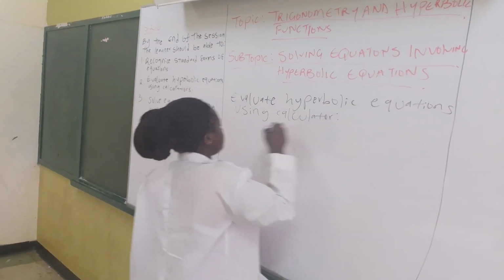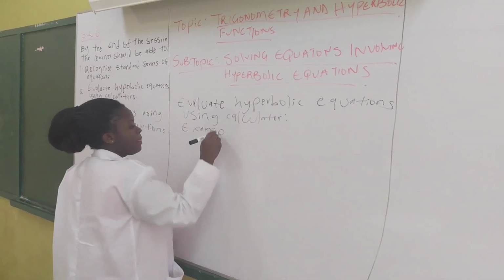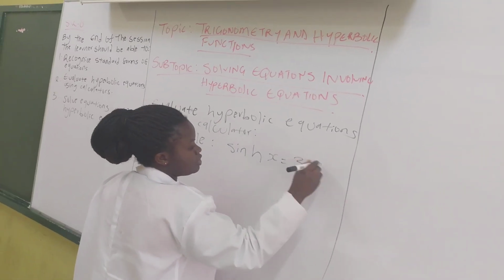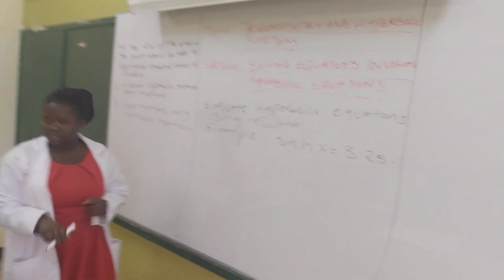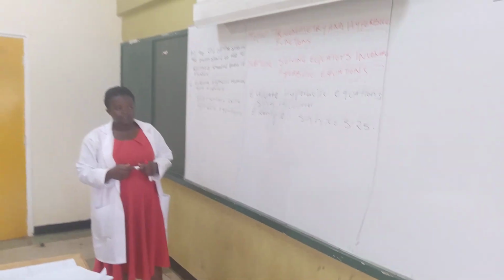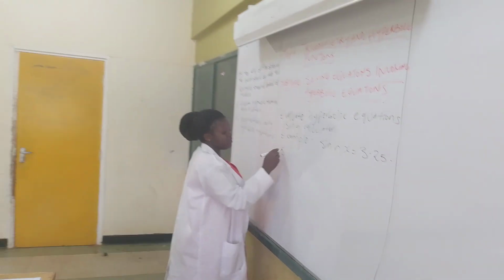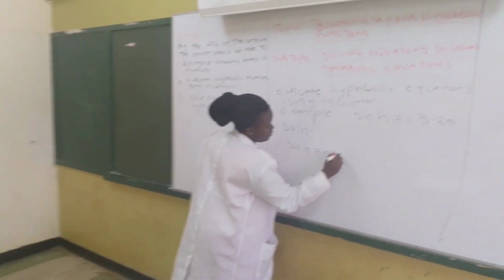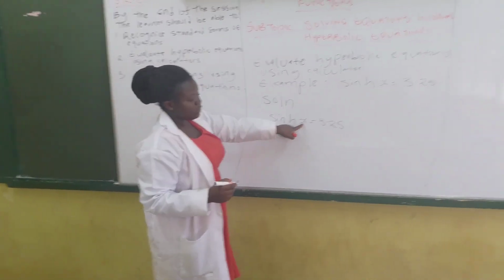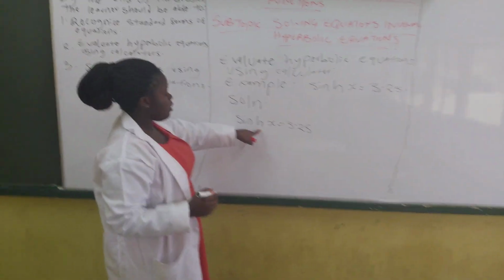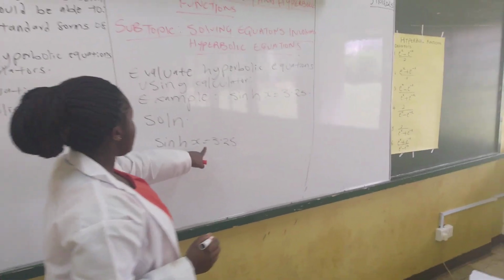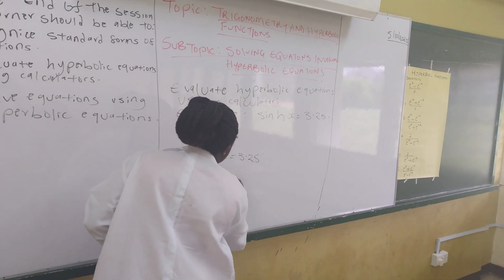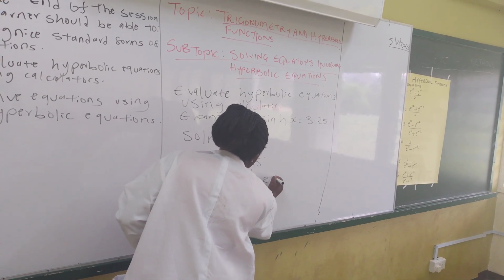So, solve this equation. Example 1. Sinh of x is equal to 3.25. You can write it down. Solution. So, sinh of x is equal to 3.25. We are going to find the value of x. We are going to take the inverse of sinh. So, our x is equal to sinh inverse of 3.25.